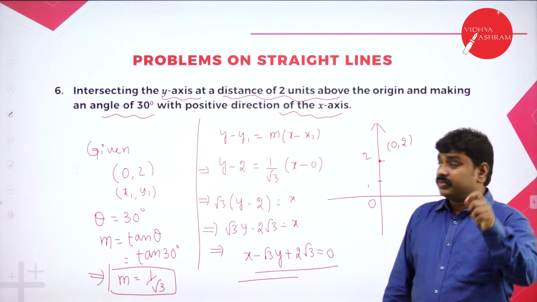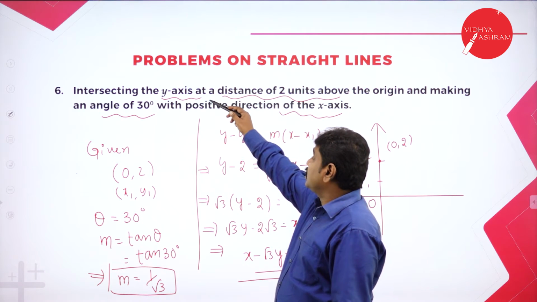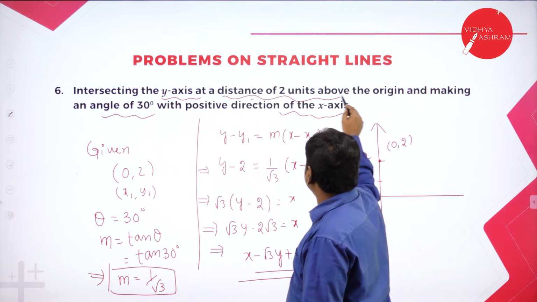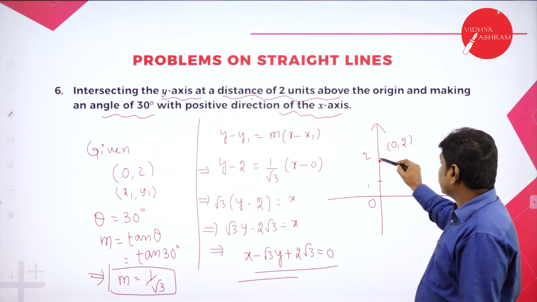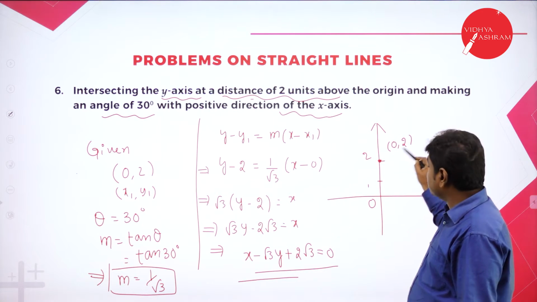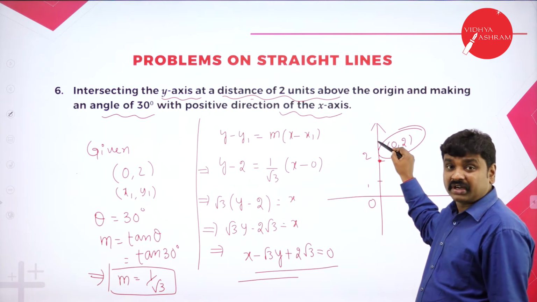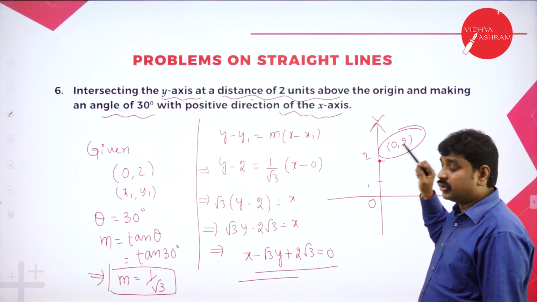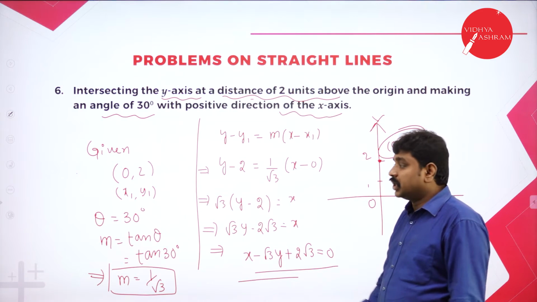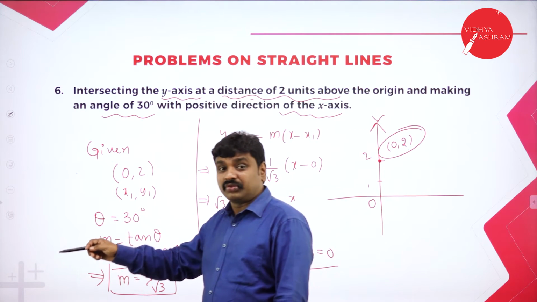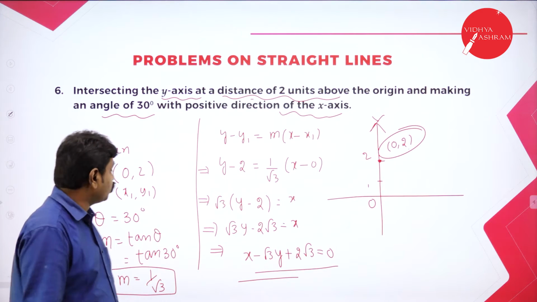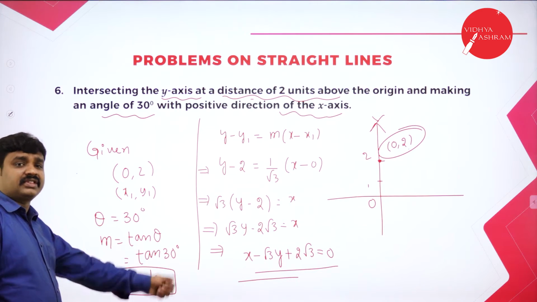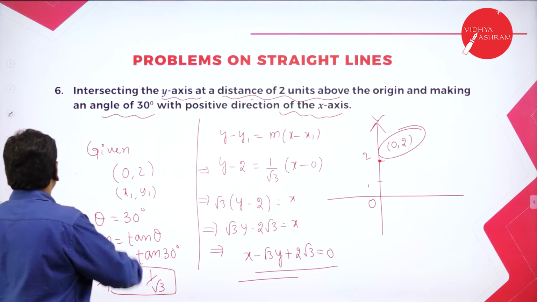In this problem, they told the line is intersecting the y-axis at a distance of 2 units above the origin, which means this is a point on the line. What is the point on the line? 0, 2, because it's a point on the y-axis. Any point on the y-axis will have only a y value, it will not have an x value. It makes an angle of 30 degrees with the x-axis, which means they give theta. When they give theta, can't you find the slope? What is the slope? m equals tan theta.